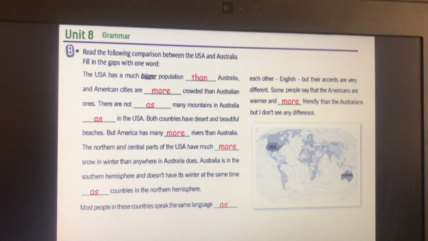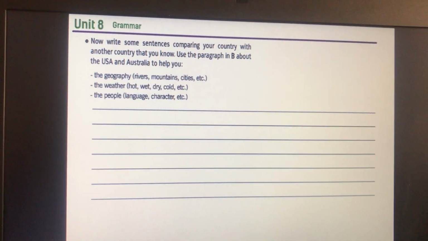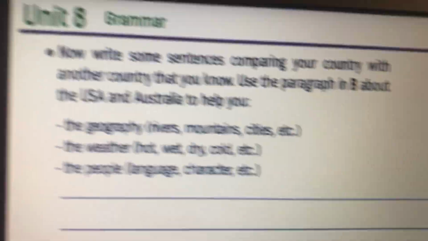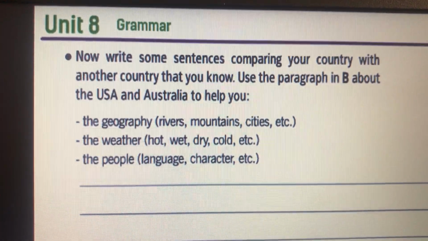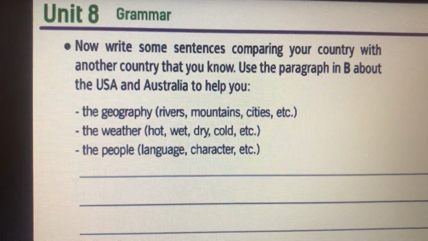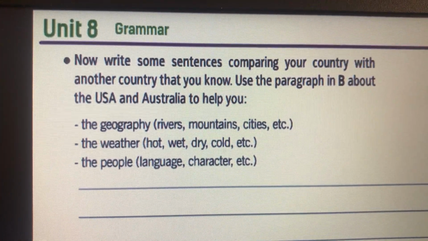Comparative. Okay, let's check here. Now, write some sentences comparing your country with another country that you know.